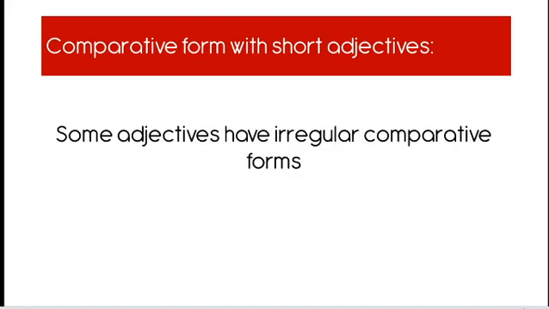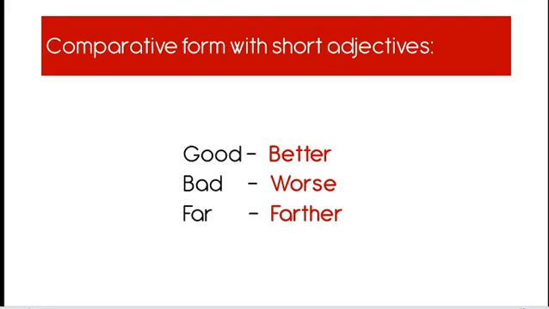And some adjectives have irregular comparative forms. What does this mean? It means that it changes completely. For example, the adjective good changes to better. It does not change to gooder, okay? The same with bad, changes to worse. Far changes to farther. All right.